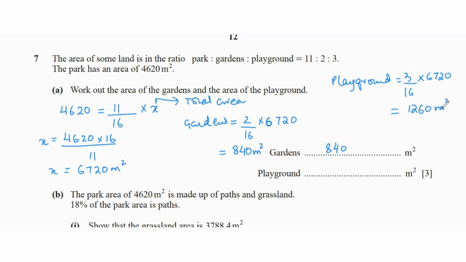1,260 meters square. A very common mistake that you can make over here is that instead of reading the question properly, you could take this as the total area of the land and multiply the fractions by 4,620. So avoid making that mistake, read the question properly, highlight the keywords, and then start solving it.